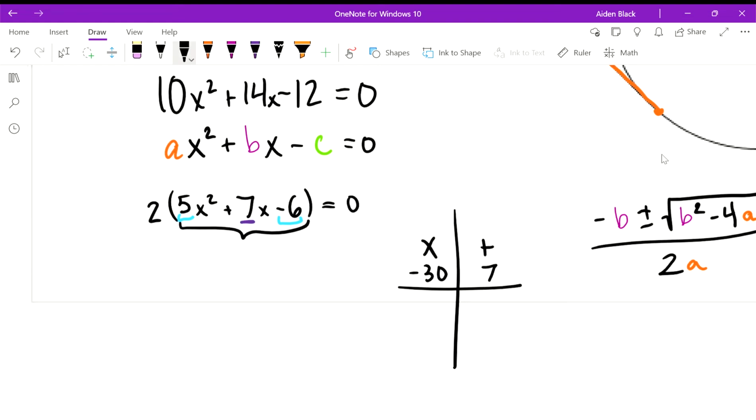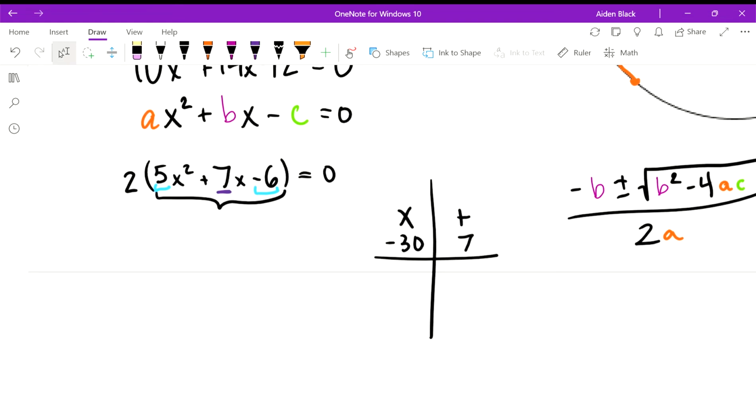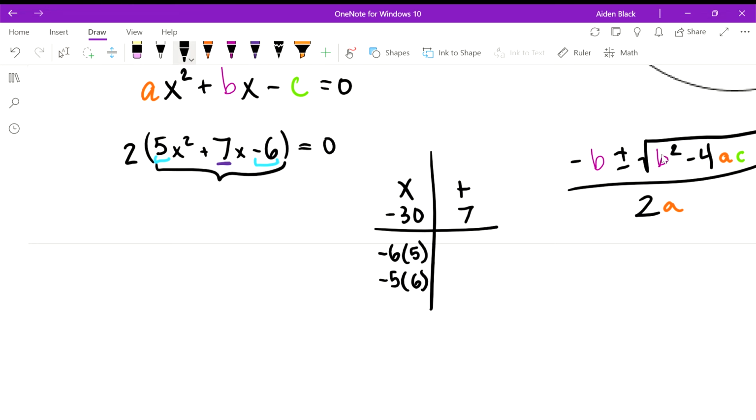So what are two numbers that multiply together to get negative 30, but when you add them together you get 7? Well, we'll start out with the ones we know, right? Negative 6 times 5, and negative 5 times 6. Those don't really look like they sum together to get 7. How about 10 and 3? 10 times 3 equals 30. Which one should be negative? The 10 or the 3?